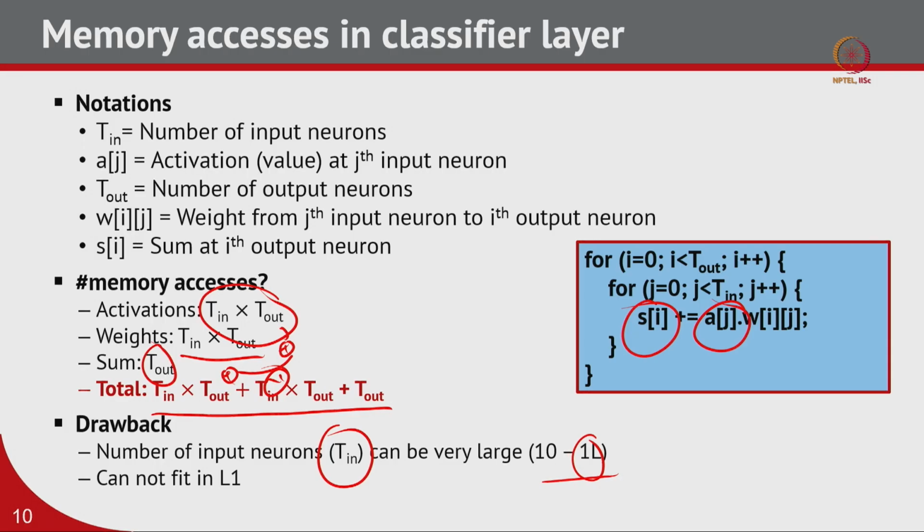Now, the problem is our L1 cache, the memory which is sitting nearest to the processor, may not be big enough to fit all the input neurons in the L1. That is the main drawback. So how do we do the computation? Remember, if we want to do some computation, first the data has to be in the L1 cache, and then from that we can put it in the register and perform the computation. That is the usual notion of computation.